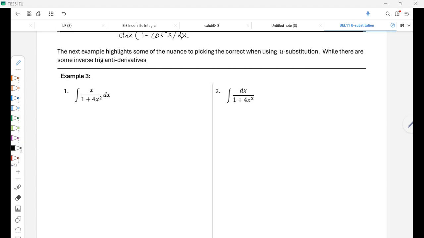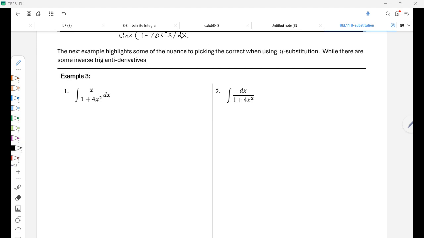U substitution. Take a look at number 1. I think it's the easier one for U substitution. We are looking for, as a reminder from yesterday, something that's in our integrand that when I take its derivative, I find that thing's derivative still inside the integral, possibly with a different coefficient.